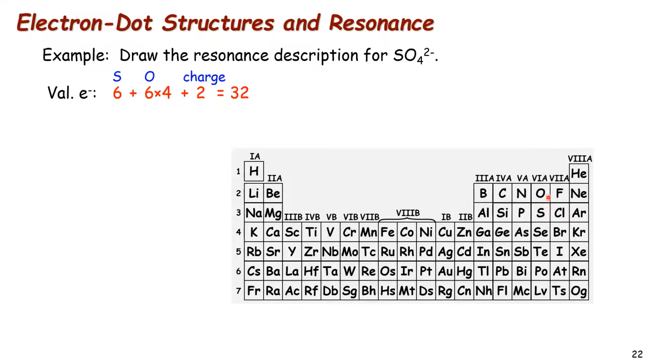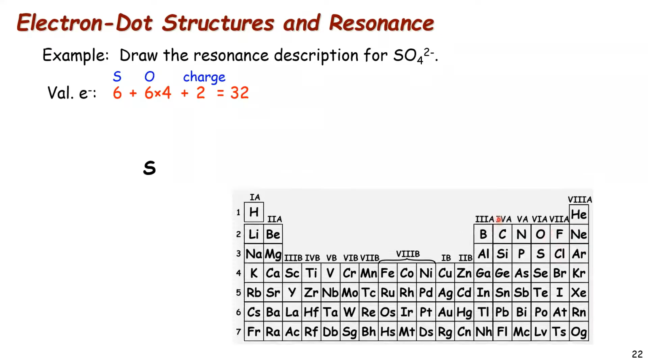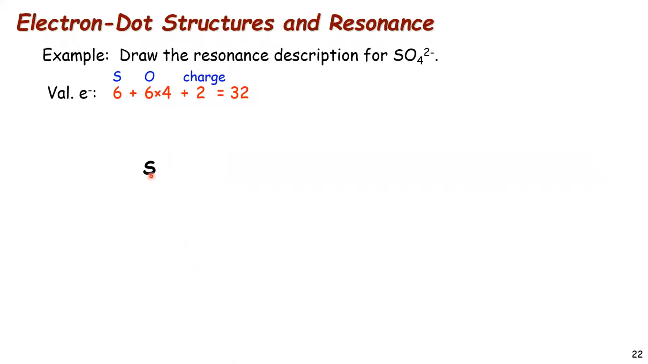So sulfur is less electronegative than oxygen, so sulfur is our central atom. Next, we're just going to bond the other oxygens around that central atom with single bonds. In the process, we've used up 2, 4, 6, 8 electrons. That leaves us with 24.